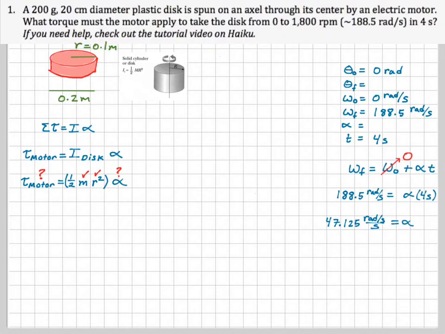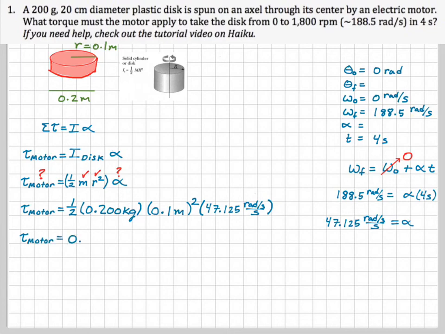Now we can substitute that in over here, as I mentioned a moment ago, and our only unknown is torque of the motor. We plug everything in, and we solve for torque of the motor to be 0.047 Newton meters.